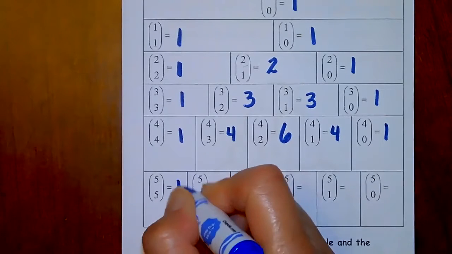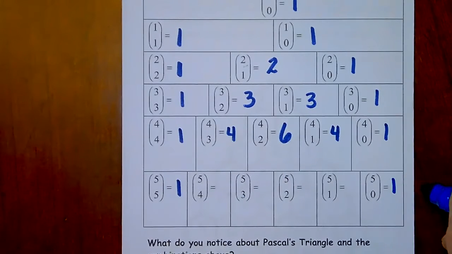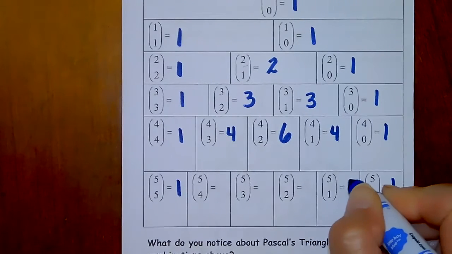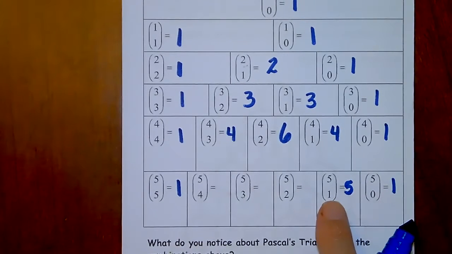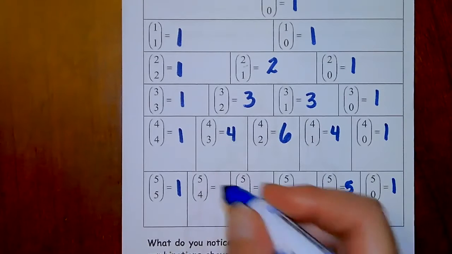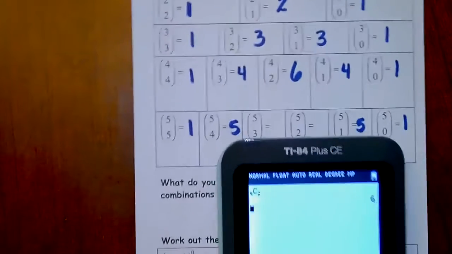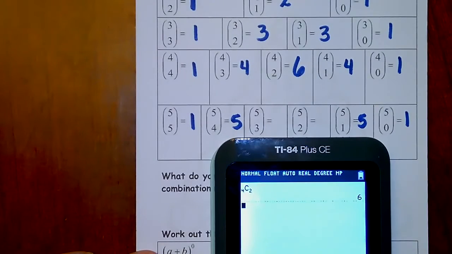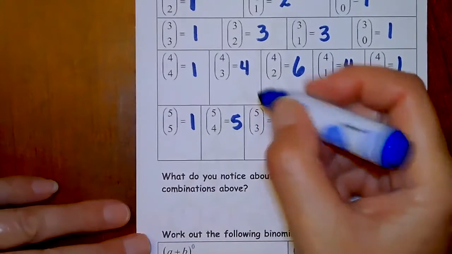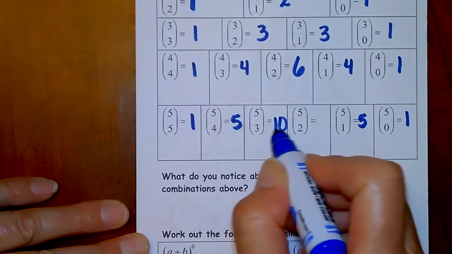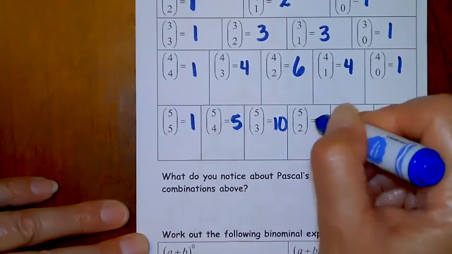5 choose 5 is 1, and 5 choose 0 is 1. 5 choose 1 is going to be 5. And what matches with 5 choose 1? Well, 5 choose 4, so that's also going to be 5. Now let me see what 5 choose 3 is. 5 choose 3 is 10. So I know that this is 10, but what matches with 5 choose 3? Well, 5 choose 3 is the same as 5 choose 2.